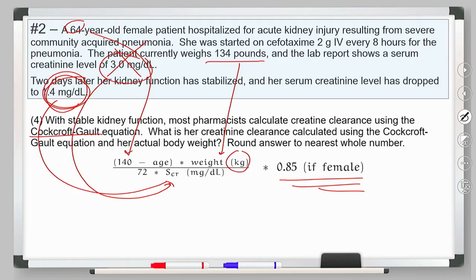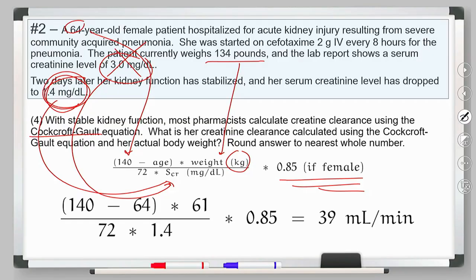Since her serum creatinine has gone down, I'd expect her creatinine clearance to be a higher value than the 19 we calculated, because hopefully her kidneys are doing better, which would mean a higher value for the creatinine clearance. You get 39 milliliters per minute. I show my work down below there, including the adjustment factor for the gender.